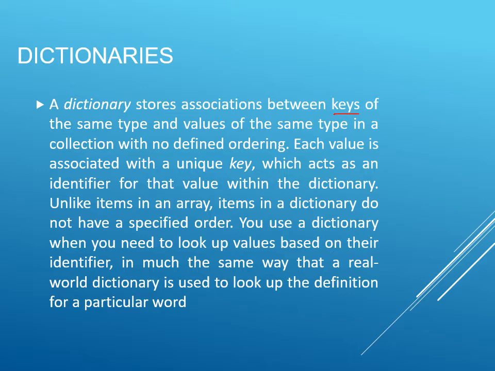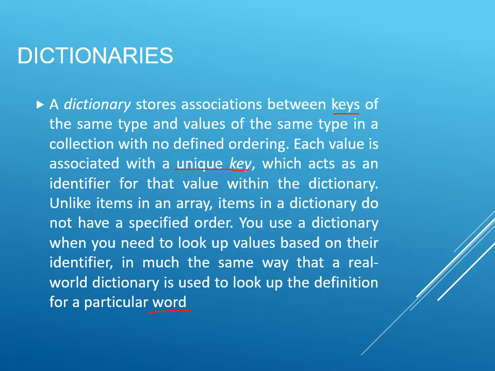Each value is associated with a unique key, meaning the key will be different for every item, and it acts as an identifier for that value within the dictionary. Unlike items in an array, items in a dictionary do not have a specified order. You use a dictionary when you need to look up values based on their identifier, in much the same way that a real-world dictionary is used to look up the definition for a particular word. That means if you want to find a specific value, you have the identifier as a key, so you simply enter that key and you will get the value.